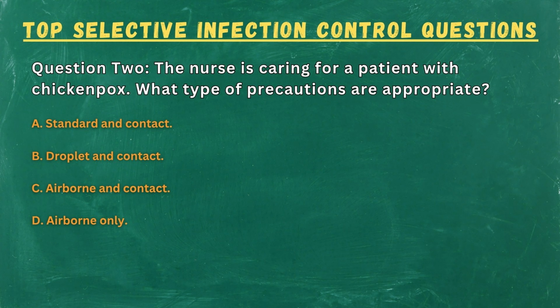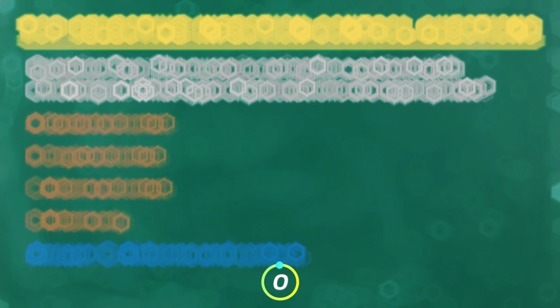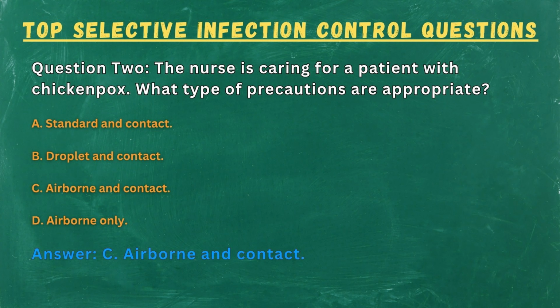Question 2. The nurse is caring for a patient with chickenpox. What type of precautions are appropriate? A. Standard and contact. B. Droplet and contact. C. Airborne and contact. D. Airborne only. Answer: C. Airborne and contact.